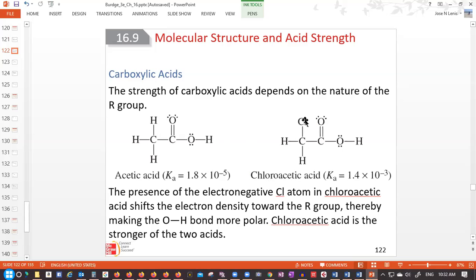Look at the Ka for this acid compared with the one that has the chlorine in the structure. This is weaker because this pair of electrons here can delocalize once they form the conjugate base. However, here we have a stronger acid. So the chlorine makes this bond stronger.